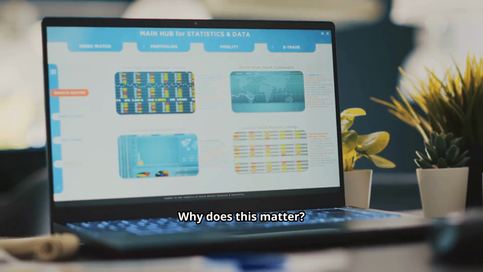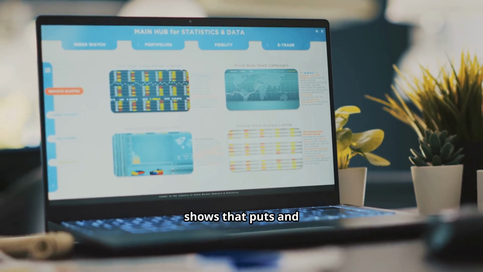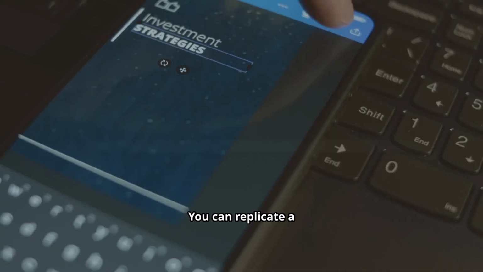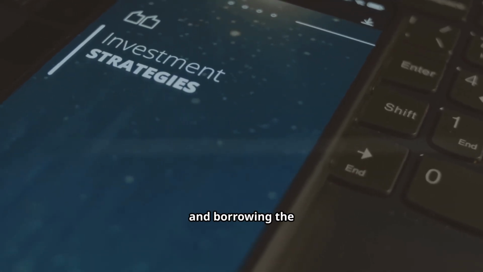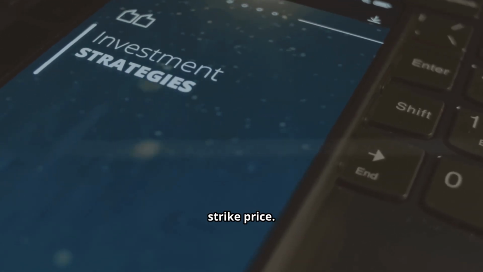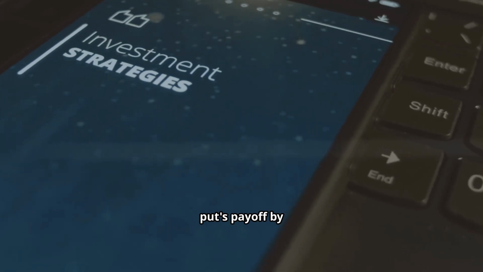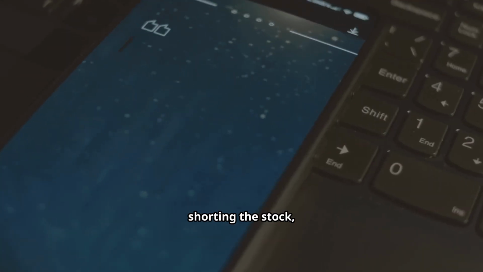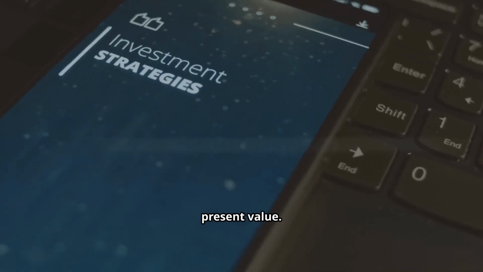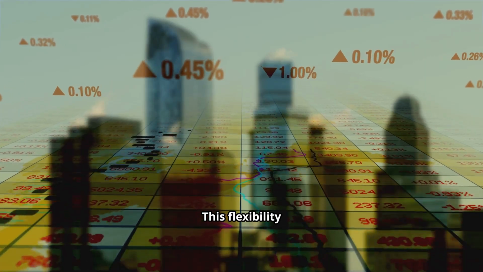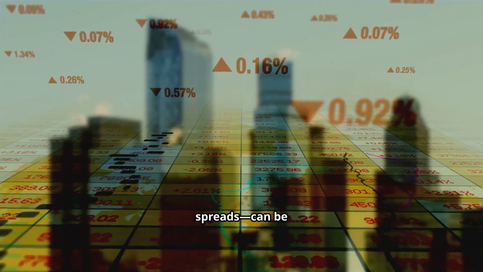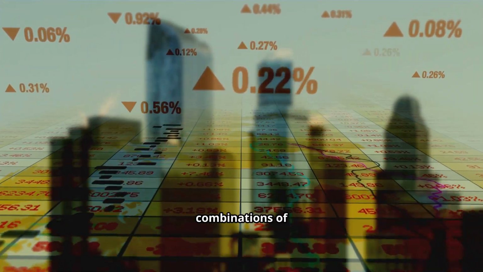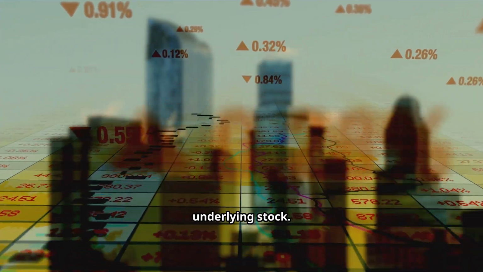Why does this matter? Put-call parity shows that puts and calls are interconnected. You can replicate a call's payoff by buying a put, buying the stock, and borrowing the present value of the strike price. Similarly, you can replicate a put's payoff by buying a call, shorting the stock, and lending the strike price's present value. This flexibility means many payoff profiles, like those in straddles or spreads, can be created using different combinations of options and the underlying stock.